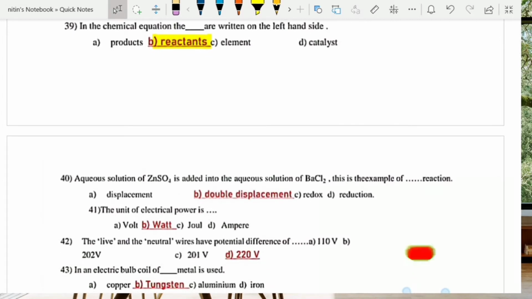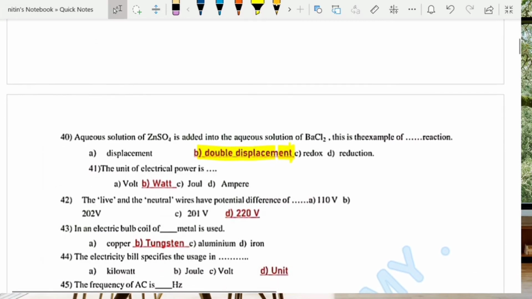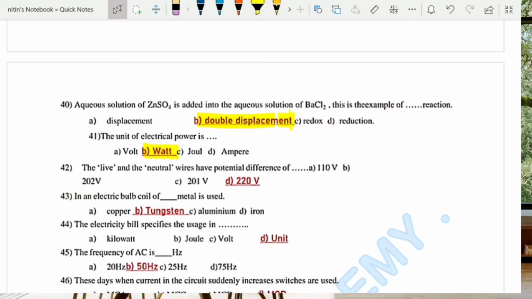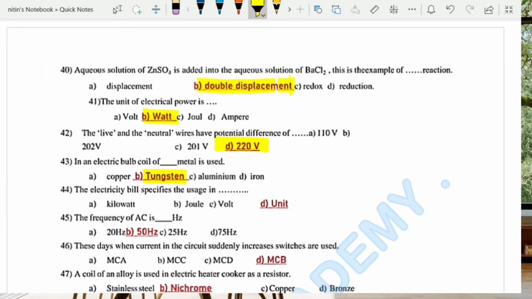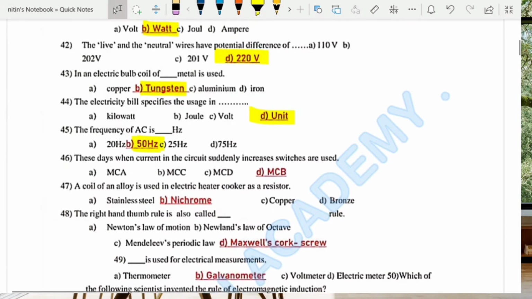Aqueous solution of ZnSO4 added to aqueous solution of BaCl2 is an example of a double displacement reaction. The unit of electrical power is watt. A live and a neutral wire have a potential difference of 220 volts. In an electric bulb, the coil is made of tungsten metal. The electricity bill represents the use of the unit. The frequency of the AC is 50 Hz. When current in a circuit suddenly increases, the MCB is used to cut it off.